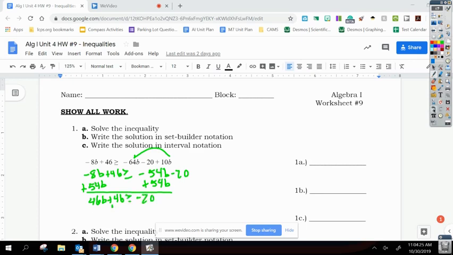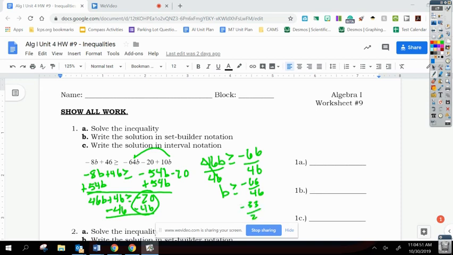I will subtract 46 from both sides. On the left-hand side, I'm left with 46b is greater than or equal to. On the right-hand side, keep change, it's negative 66. Divide by 46, divide by 46, b is greater than or equal to negative 66 over 46. Now, of course, that simplifies to negative 33 over 23. So if I write the answer, it's b is greater than or equal to negative 33 over 23.